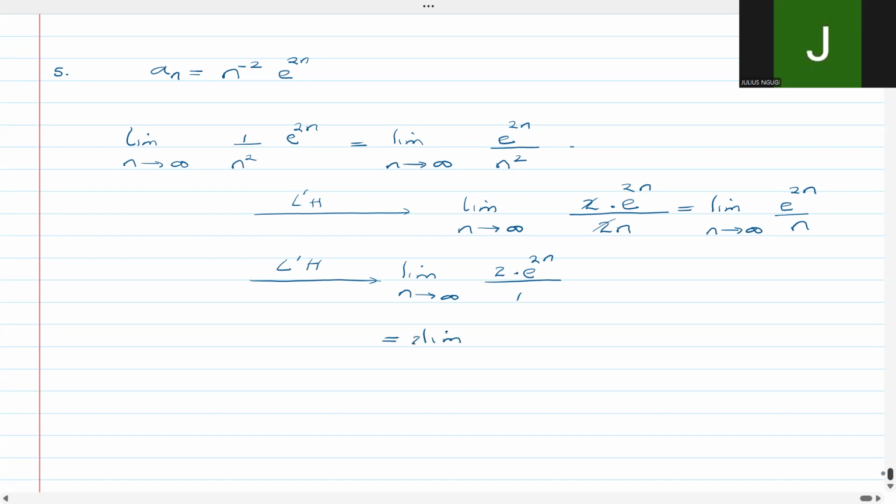I can factor out 2 to have 2 times the limit as n approaches infinity of e to the power of 2n. As n grows, the exponential function will grow also. So we have a very big thing, and this becomes infinity. So this function diverges. The sequence a_n, which equals n to the power minus 2 times e to the power 2n, diverges.